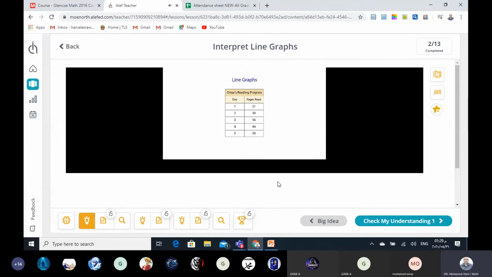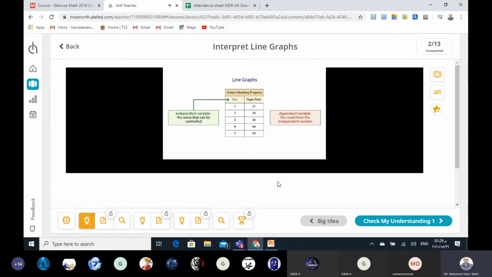Suppose Omar reads a few pages of a book each day. To create a line graph, we must first identify the independent variable and the dependent variable. Remember, the independent variable is the value that can be controlled. It is usually time, and we label it on the x-axis. In this example, the independent variable is the day. The dependent variable is the result from the independent variable. We label it along the y-axis. Here, the dependent variable is the number of pages read.